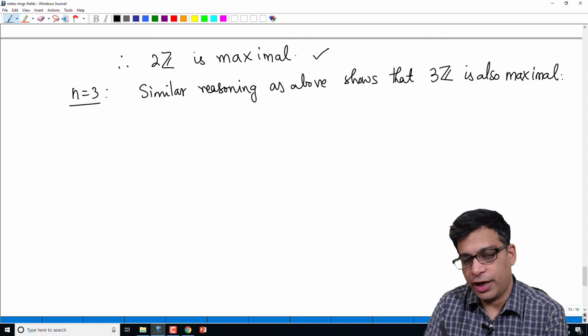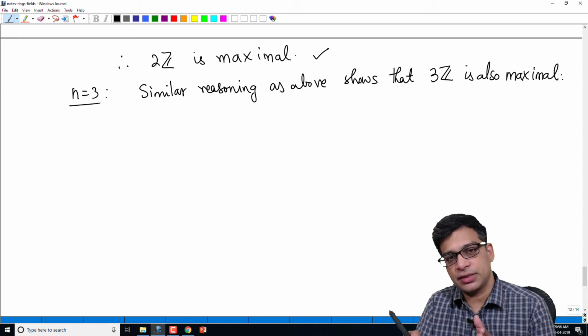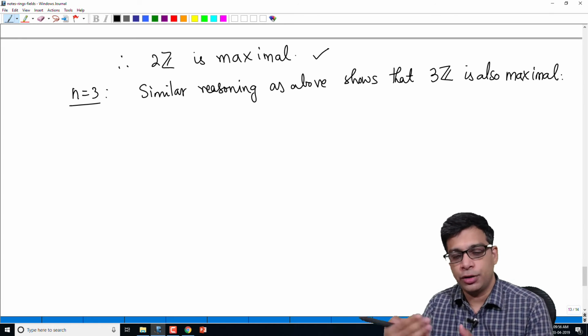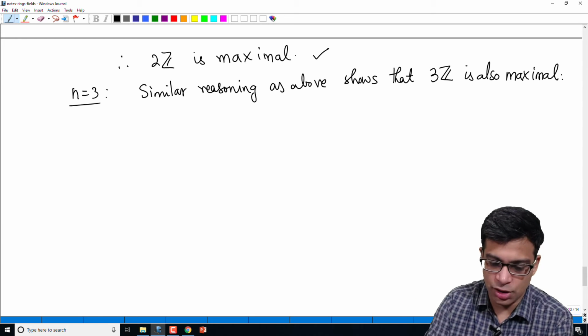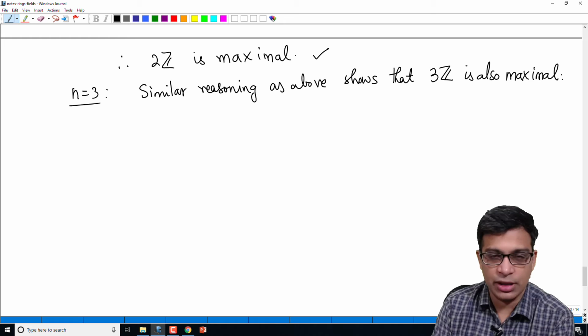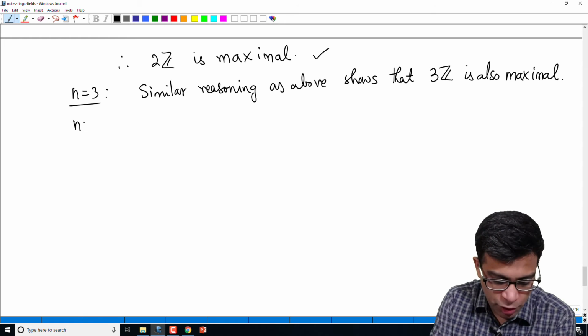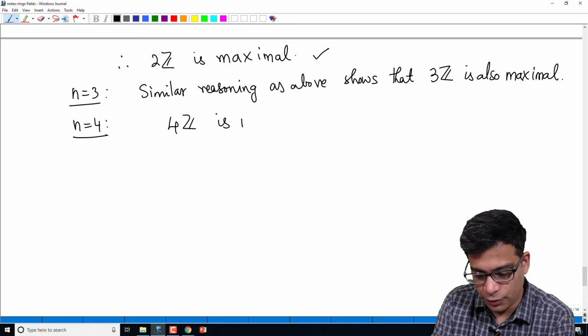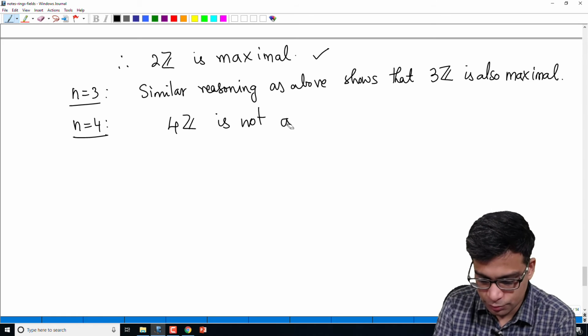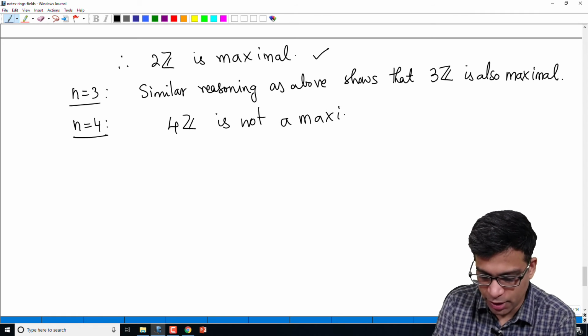Okay, if an ideal contains 3Z properly, that means it contains an integer that's not a multiple of 3 by definition. Using that and a multiple of 3, you can write 1 as a linear combination. So that's exactly the reason that we used in the case n equal to 2. What about n equal to 4? 4Z is not maximal if you think about it for a minute. It's not a maximal ideal.